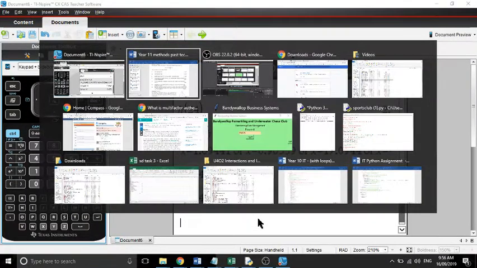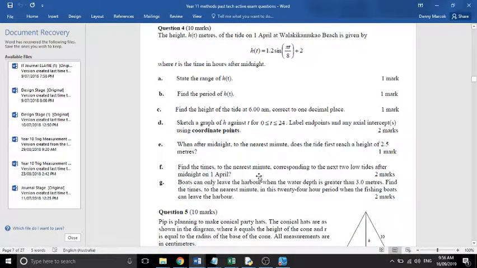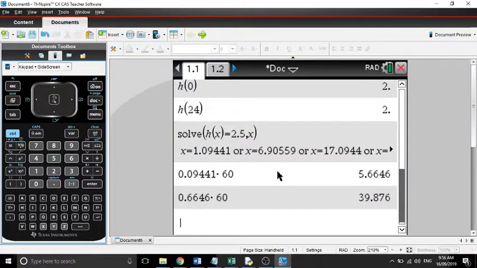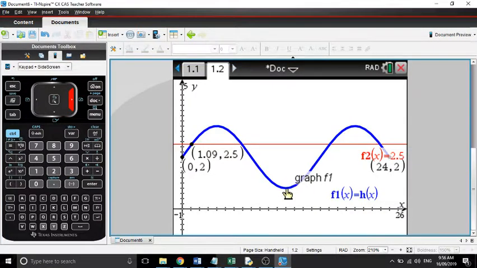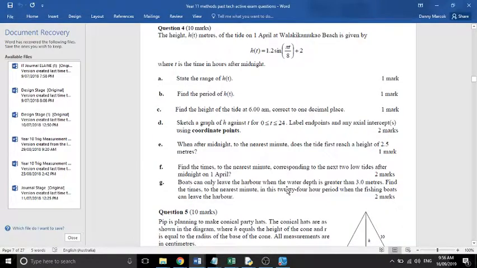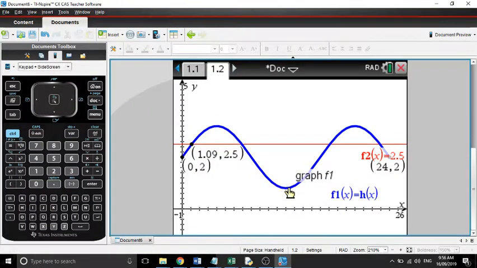Okay, next question. Find the times to the nearest minute corresponding to the next low tides after midnight. So we're going to go through the same thing. When are the next low tides? Okay, so here is our low tide corresponding to the next 2 low tides after midnight. Okay, so now this is the problem. Now we've got this thing happening here.